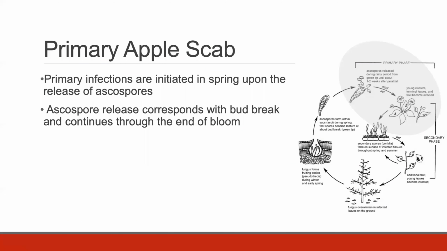Primary infections are the infections that can cause the most damage and are thus the focus of a management program. If primary infections are controlled, the number of secondary infections will be significantly reduced. Primary infections are initiated in the spring upon the release of ascospores, and this occurs at bud break or close to bud break. Depending on the temperature and the amount of rainfall, spores can be released through the end of bloom, which is typically the end of June in Ohio.